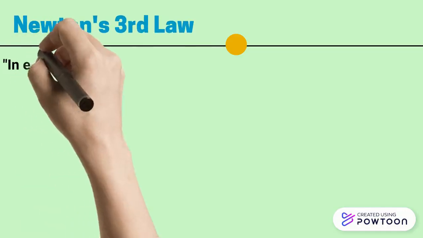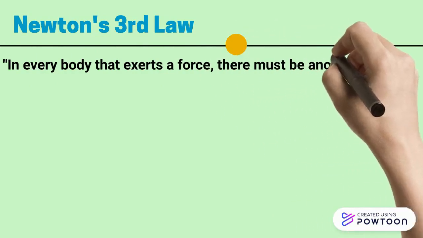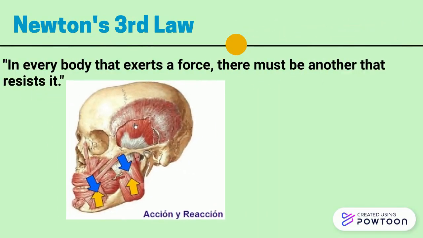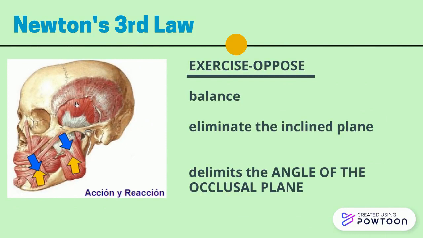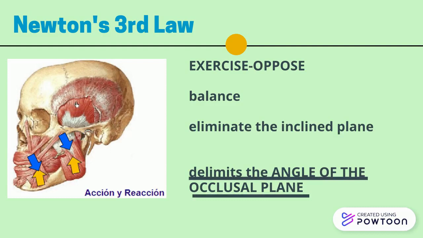Newton's third law. In every body that exerts a force, there must be another that resists it. This is the principle of opposed action. Therefore, this principle is the origin of balance, and it is what allows us to eliminate the inclined plane. In the same way, this principle, referring to the direction of the forces, delimits the angle of the occlusal plane.